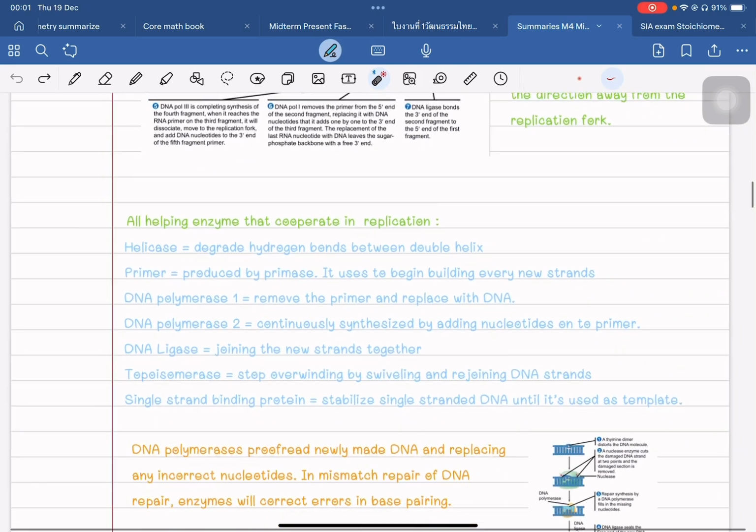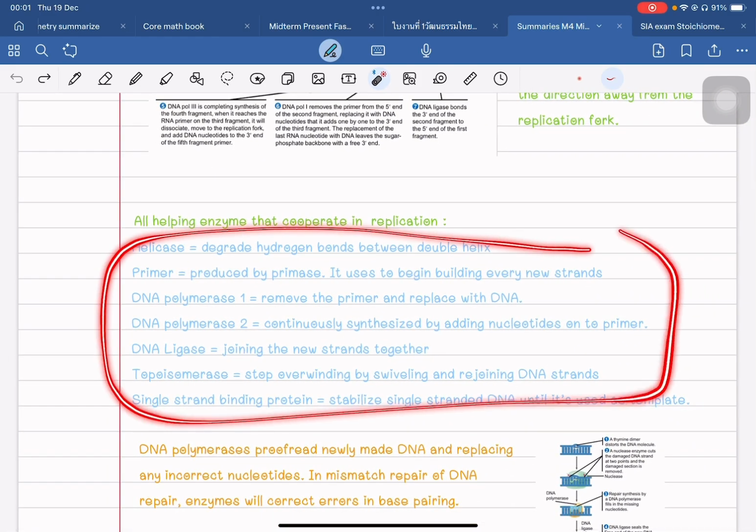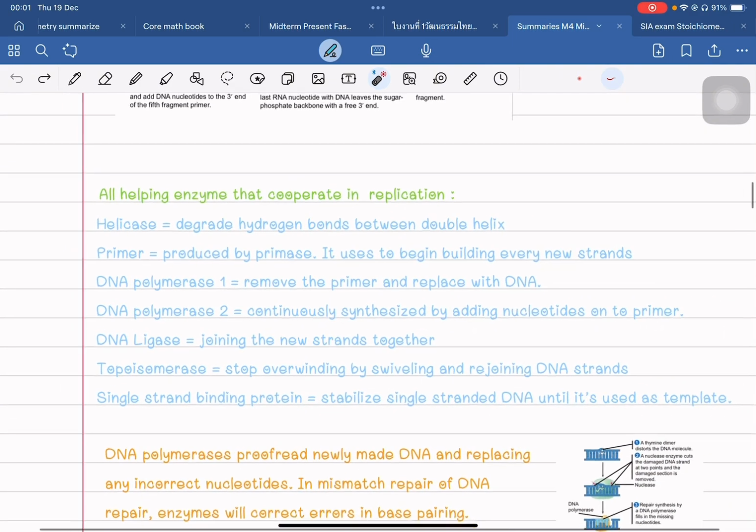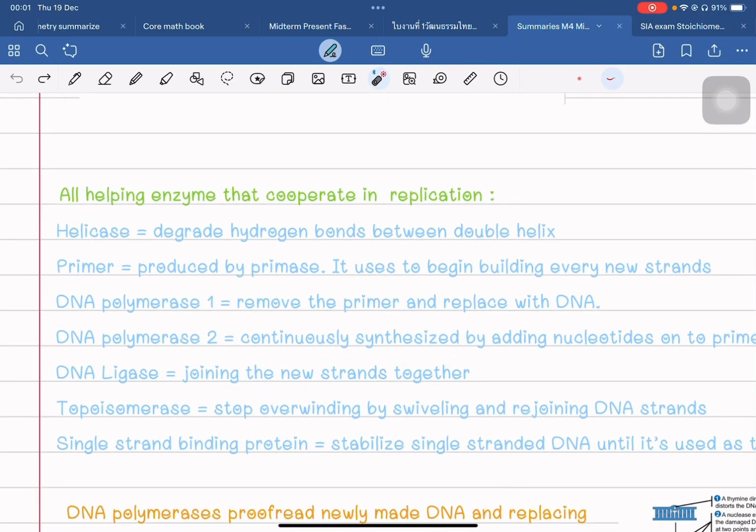And these are all of the enzymes that help and collaborate in replication. First is helicase. It breaks the hydrogen bonds between the double helix. Next is primer. Primer is produced by primase. It's used to begin building every new strand.